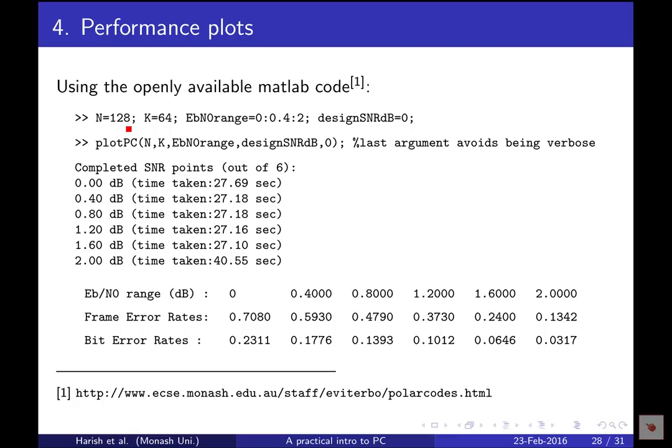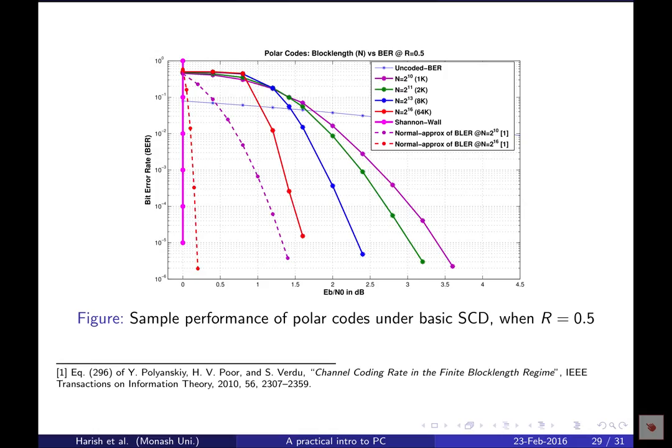Once you run that command, it is very simple. It will give you the frame error rate and the bit error rate in a very simple, efficient fashion. This last argument might be interesting for you, though it is not very critical. It just says don't print too much output, except the very essential parts. So this is what is required, that's all. So what will happen as a result of using these polar codes?